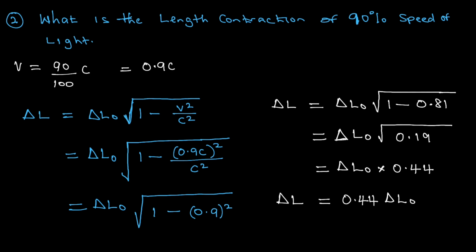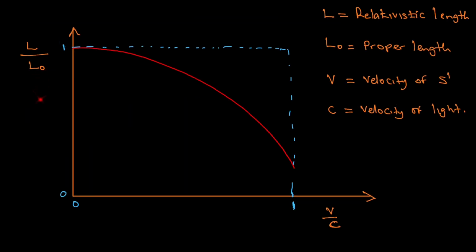That is a drastic reduction, more than 50%, and that's because it's closer to the speed of light. You get more length contraction when you're close to the speed of light. This is the graph of the relationship, where you have the relativistic length over proper length on the y-axis, and the speed over the speed of light on the x-axis. If you go from 0 to 1 here and 0 to 1, this decreases and then sharply decreases over here. This is the relationship between the two ratios of speed and length, where L is relativistic length, L naught is proper length, v is the speed of S prime, and c is the velocity of light.